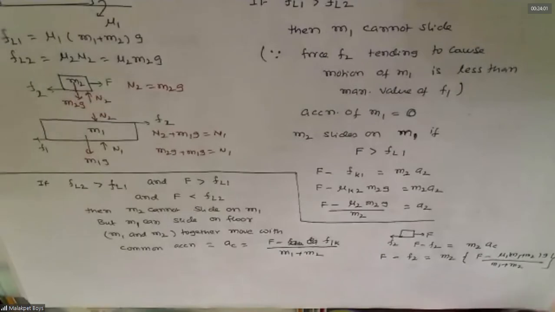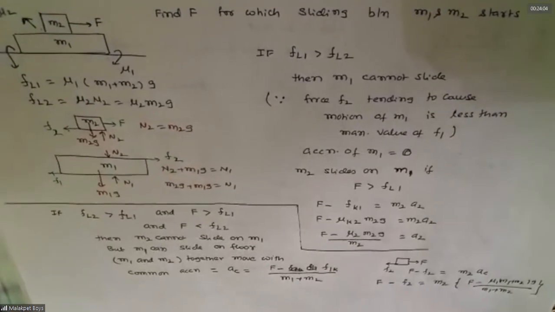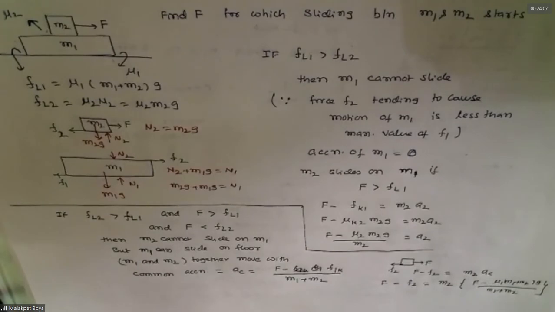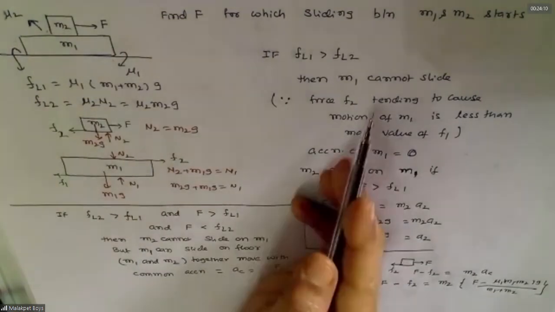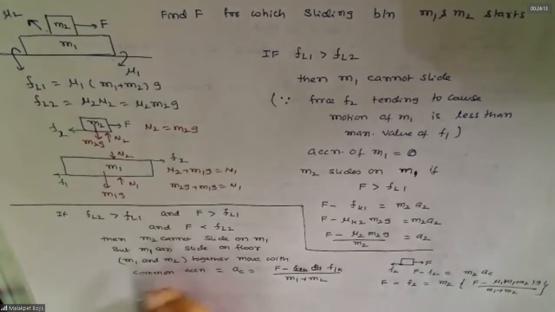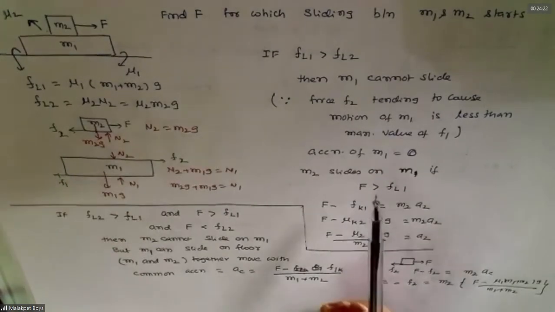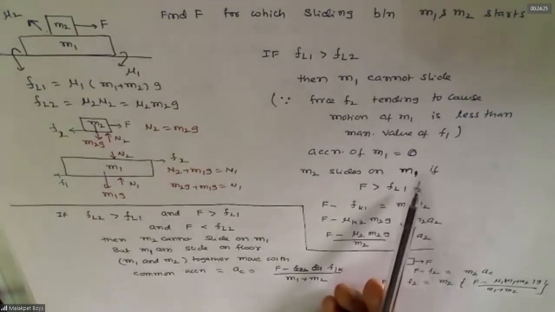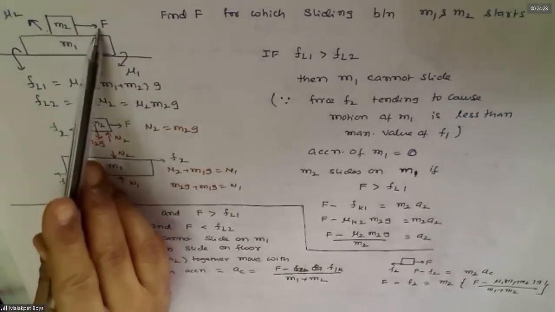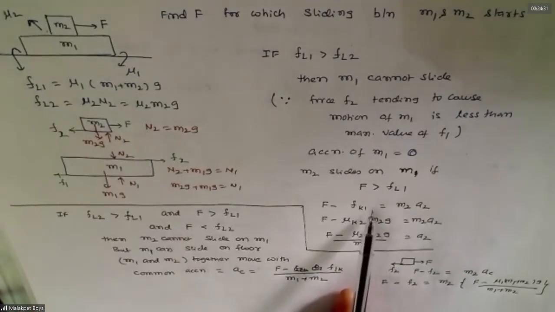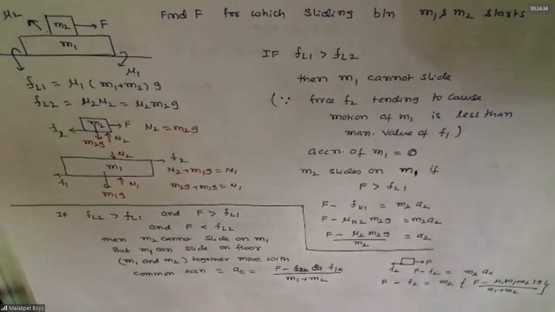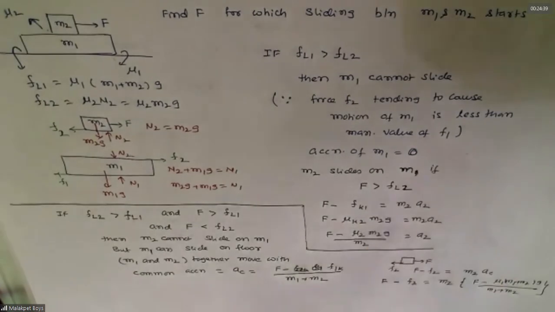One doubt, sir. This M2 slides on M1 is greater than F1. I didn't understand that. M2 should go greater than the limiting friction, no? I wrote the same thing here. But it should be FL2, sir, because FL1 is of block one. Yes, clear, sir. Thank you.